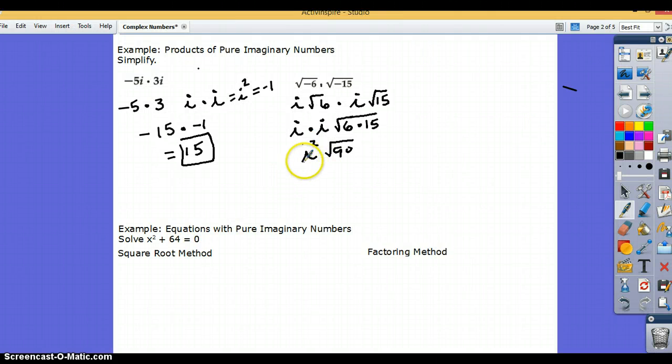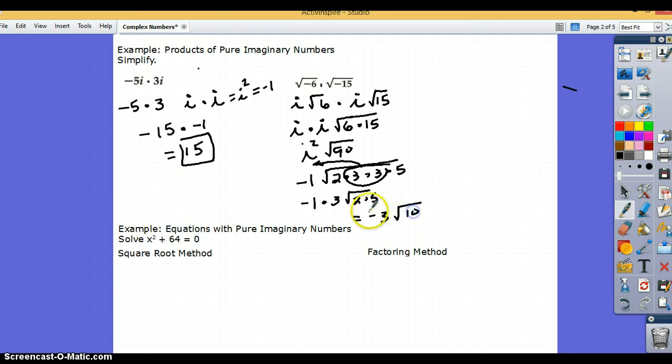Okay, so i squared we just mentioned is negative 1. In here, this is 2 times 3 times 3 times 5. So I have a pair of 3's. So that's going to come out. So I have negative 1 times 3 times 2 times 5 on the inside, which gives me negative 3 times the square root of 10. There's your answer. Yeah, that one took a little bit because you had to get the i's out, then you had to multiply, then you had to simplify this, but it happens.